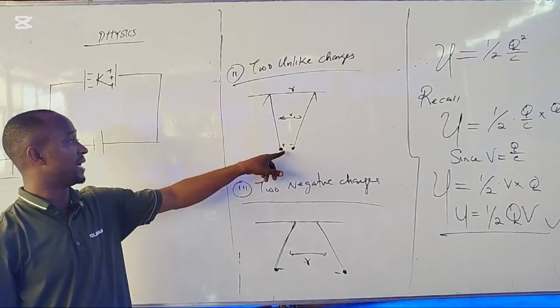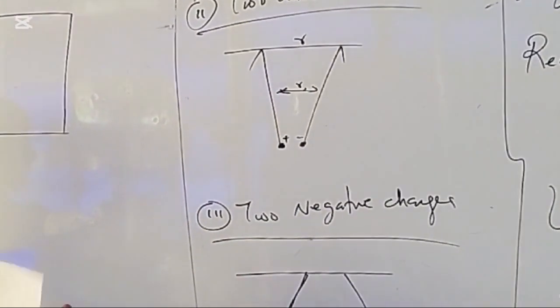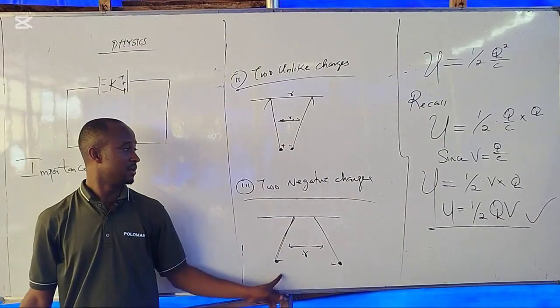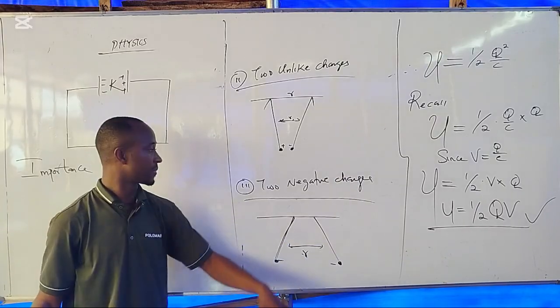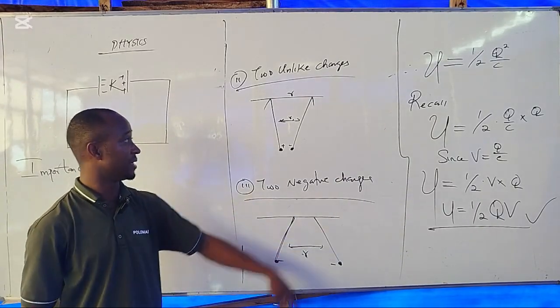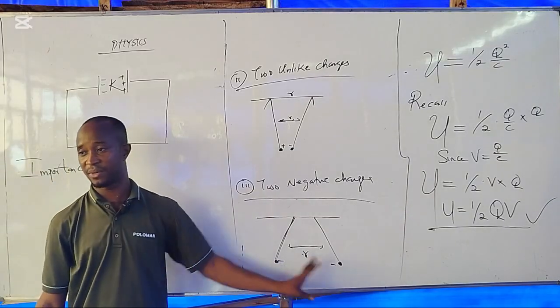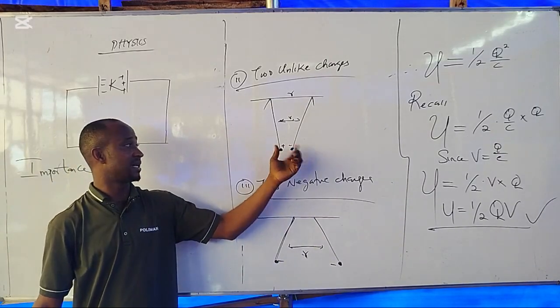This is for unlike charges. That means they are attracting. This is for two like charges, they are repelling. This is for two negative charges, repelling. Even if I have two positive charges, they will also repel. But if they are of different sign, they will attract.